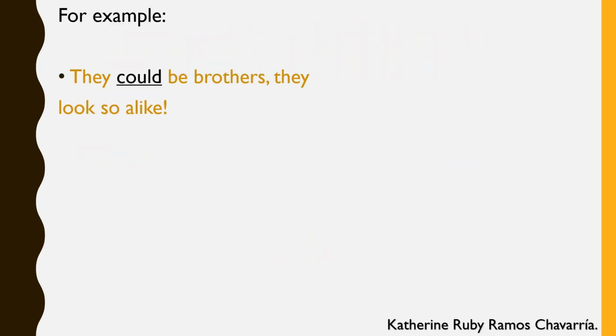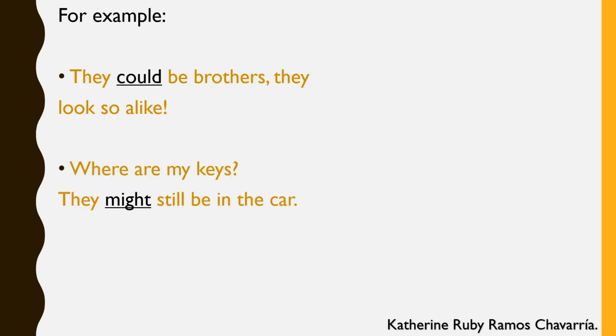For example, they could be brothers. They look so alike. I think it's possible that they are brothers. Second example is, where are my keys? They might still be in the car. I think it's possible that your keys are still in the car. The next one is, it's raining here, but it may be sunny there. I think it's possible that it's sunny there.